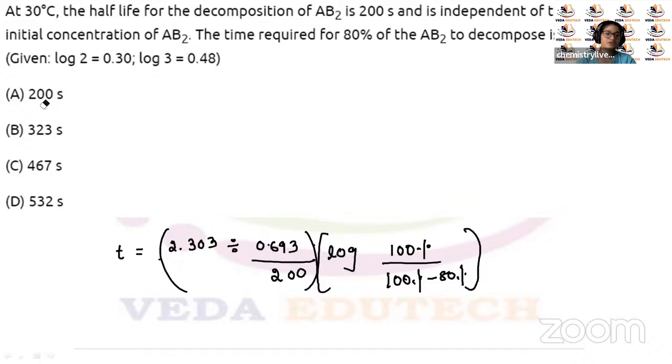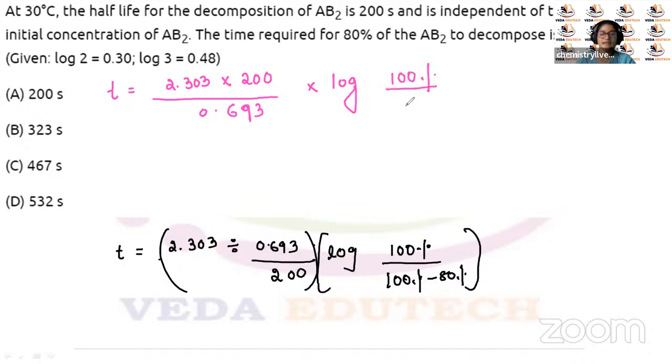So solving this, what are we going to get? We get that T equals 2.303 into 200 divided by 0.693 into log 100% by 80%, that is 20%, right? So this is going to give you log 5. This is going to give you log 5. So you're not going to use this. This can be used in other ways, but I'm going to use log 5. Log 5, I'll remember the value. It's about 0.695.